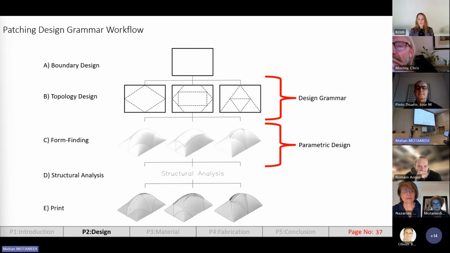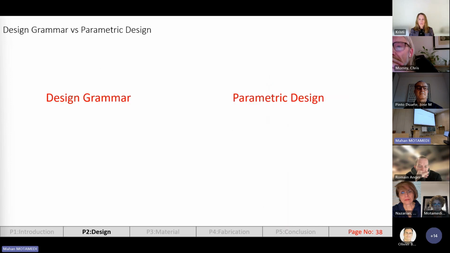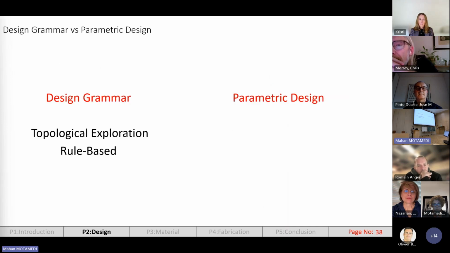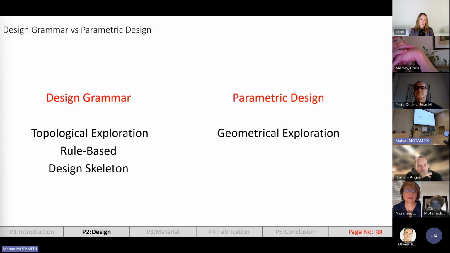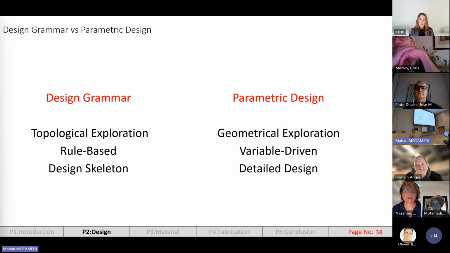As you can see in this workflow, the patching design grammar is divided into two main parts: design grammar and parametric design. The design grammar is for topological exploration, and it's rule-based, and it shapes the skeleton of the design. However, the parametric design is for geometrical exploration, and it's parameter driven, and it's for more detailed design. So we can see that the design grammar will shape the skeleton of the vaults, and the parametric design will change the shape and geometry.